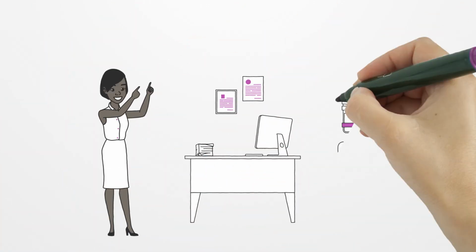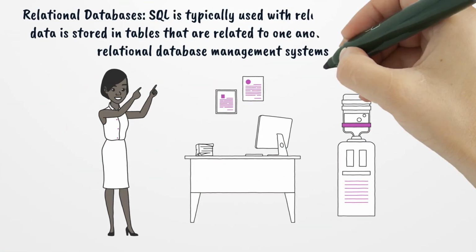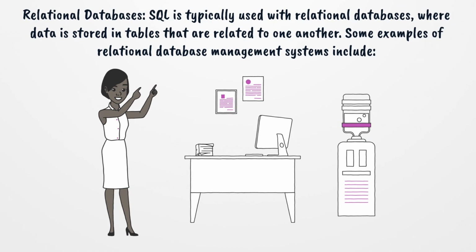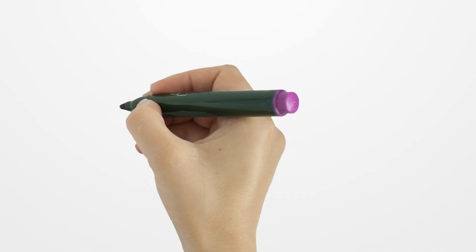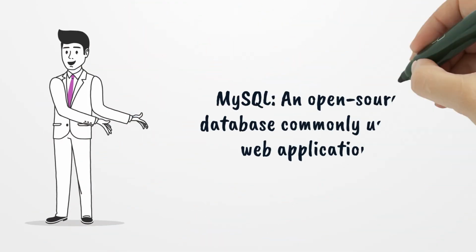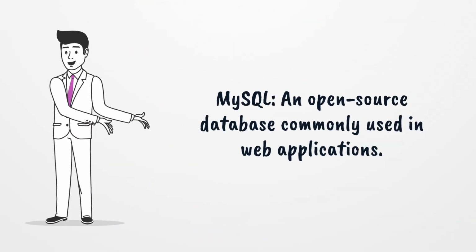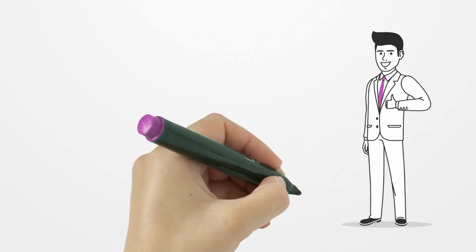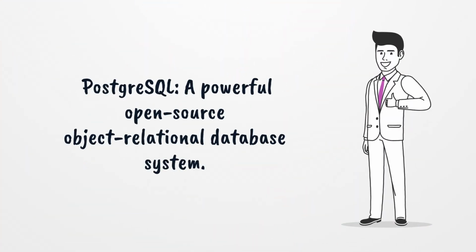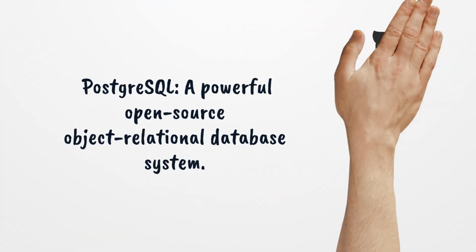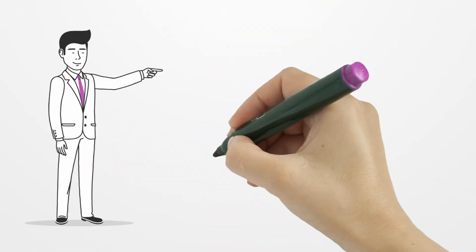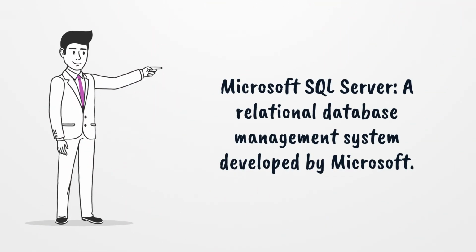Relational databases. SQL is typically used with relational databases, where data is stored in tables that are related to one another. Some examples of relational database management systems include MySQL, an open-source database commonly used in web applications. PostgreSQL, a powerful open-source object relational database system. Microsoft SQL Server, a relational database management system developed by Microsoft.